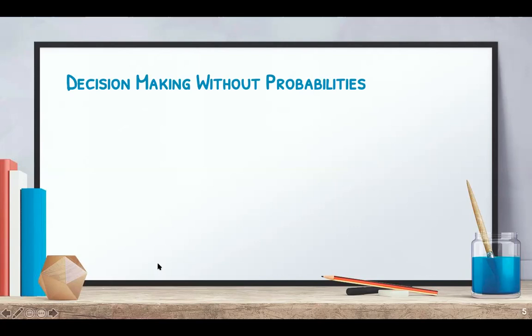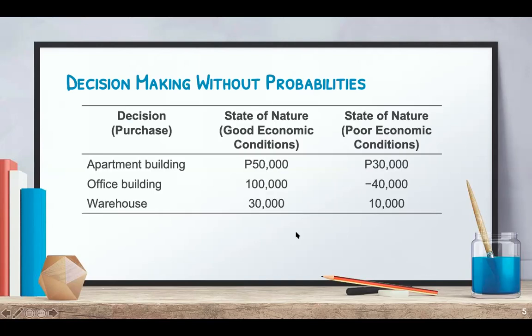So let's start our discussion with decision making without probabilities first. So what if there are no probabilities involved yet? So for example, this is our situation. There's this real estate investment example. So we have a decision to make of what real estate we should purchase. Should we purchase an apartment building? Should we purchase an office building, or should we purchase a warehouse?